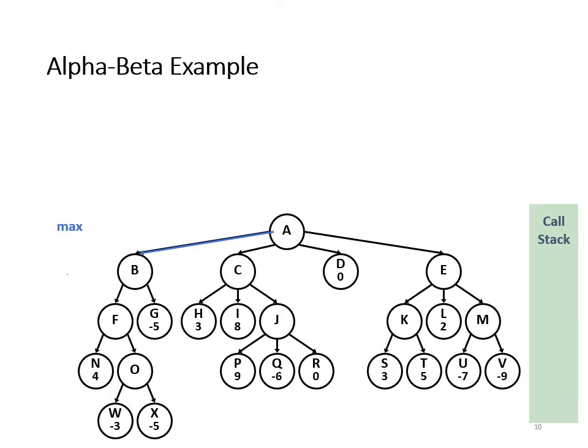We are taking one call stack. The call stack will denote which node we are on, which node we are working on, and we are using the minimax algorithm here, minimax algorithm with alpha beta pruning. So these three parameters represent that A is the node on which we are working and 0 is the level. Actually it is 0. We are working on level 0.